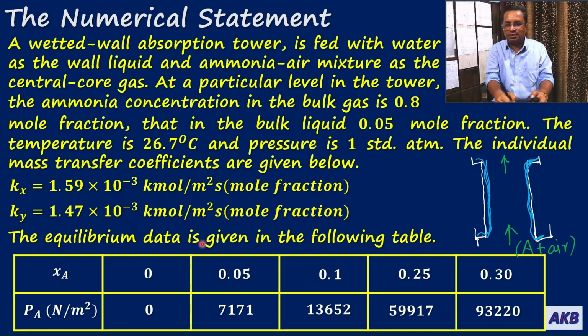And the equilibrium data is also provided. So we have mole fractions of ammonia in the water phase in equilibrium with the partial pressure of ammonia in the ammonia-air mixture. I hope you have understood what is given in the numerical statement. If you have any doubts, please mention them in the comment section. Let us move ahead.